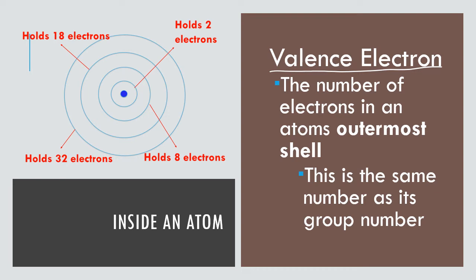And so these valence electrons are the number of electrons in the outermost shell of an atom. So you have the same number of valence electrons as you do the group number on the periodic table.